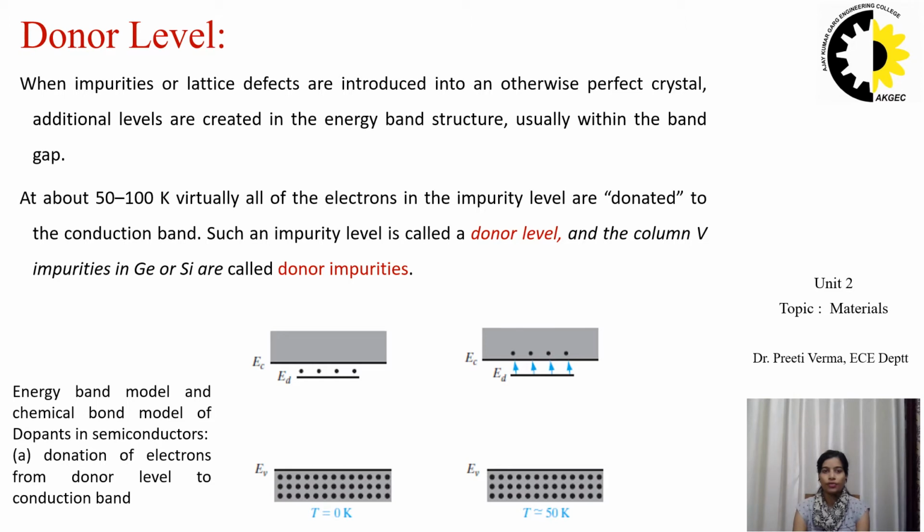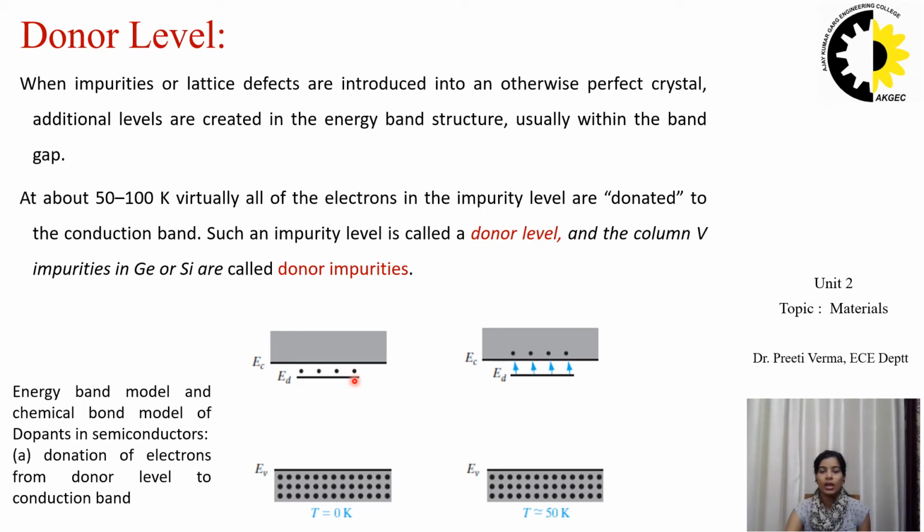At about 50 to 100 Kelvin, virtually all of the electrons in the impurity level are donated to the conduction band. Electrons from the energy level just below the conduction band reach the conduction band, meaning this energy level is donating electrons to the conduction band. So it is called a donor energy level. You can see ED representing a donor energy level lying just below the conduction band. Why is it lying just below the conduction band?